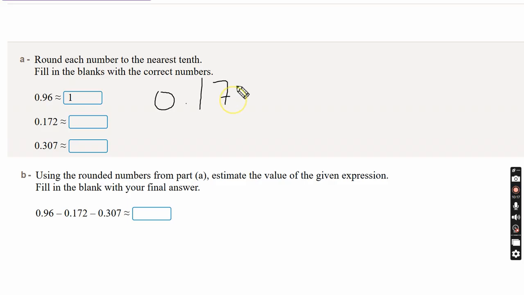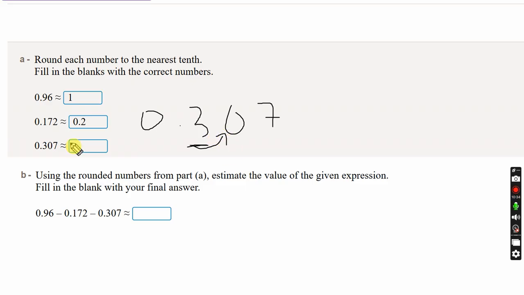0.172. Again, you'll look at 1, you look at the number beside it, it's equal to or more than 5. So then you'll round up, so 0.2. The second thing, the same thing you'll do with 0.307, but what's happening here? The number beside it is 0 now, right? So we're looking at 3, we look at the number beside it, it's 0 now. So if it's 0, it's less than 5, right? So what are we going to do? We're going to keep it the same, 0.3.